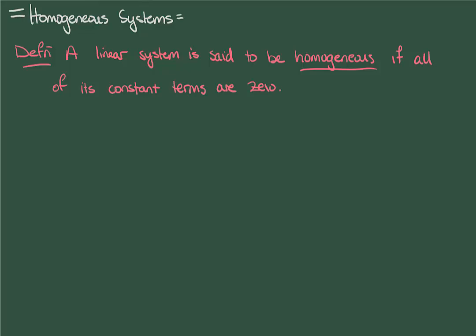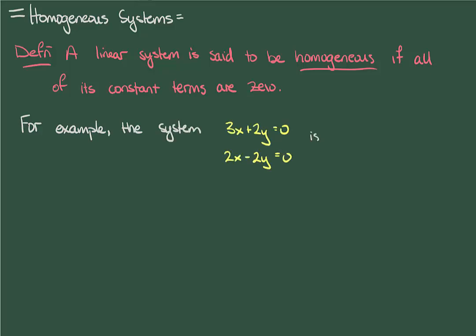Having just finished talking about rank, let's jump into homogeneous systems. A system is said to be homogeneous if all of its constant terms are zero. Here is our traditional example, the example that we've been carrying through, except again, notice that all of the constant terms here are zero.